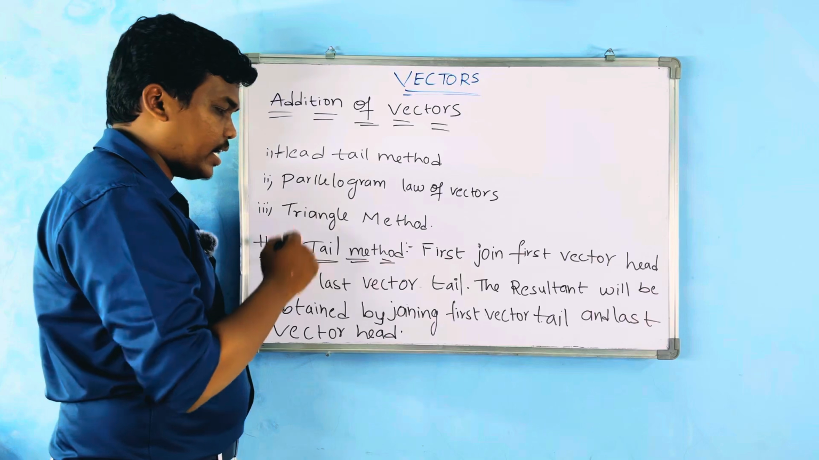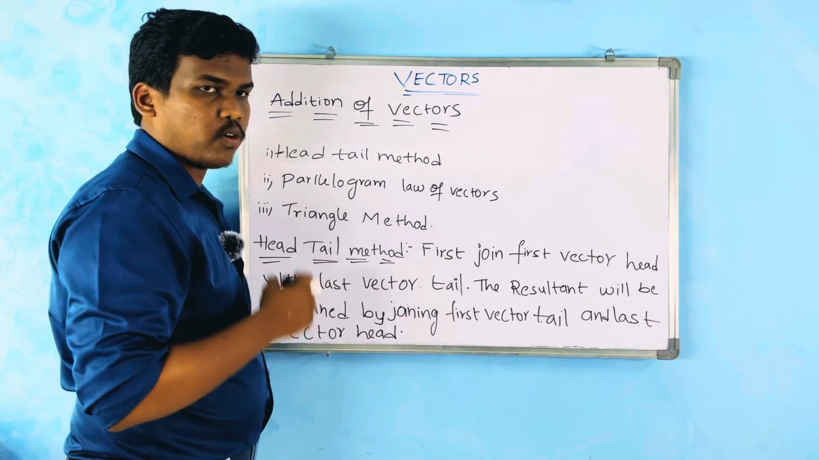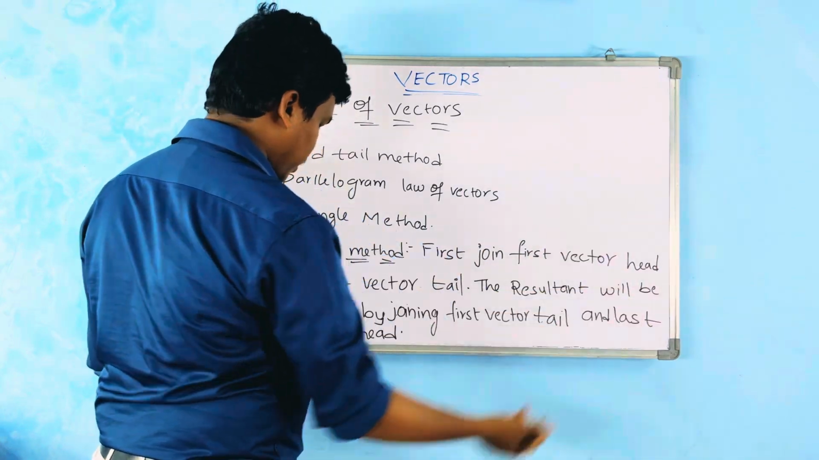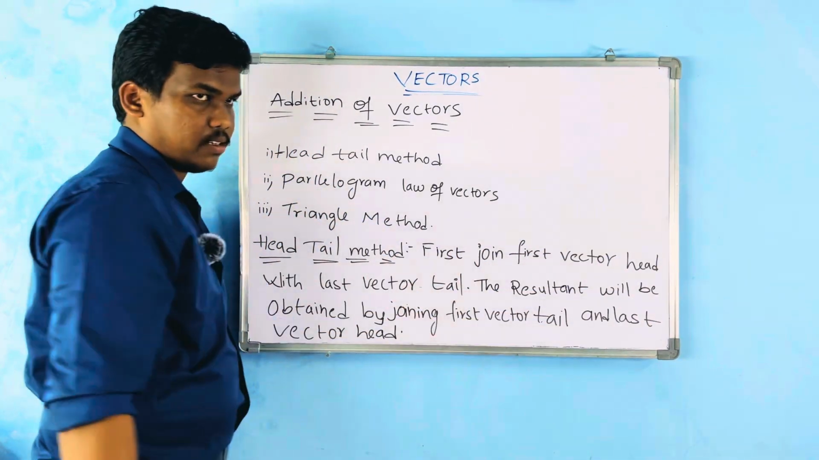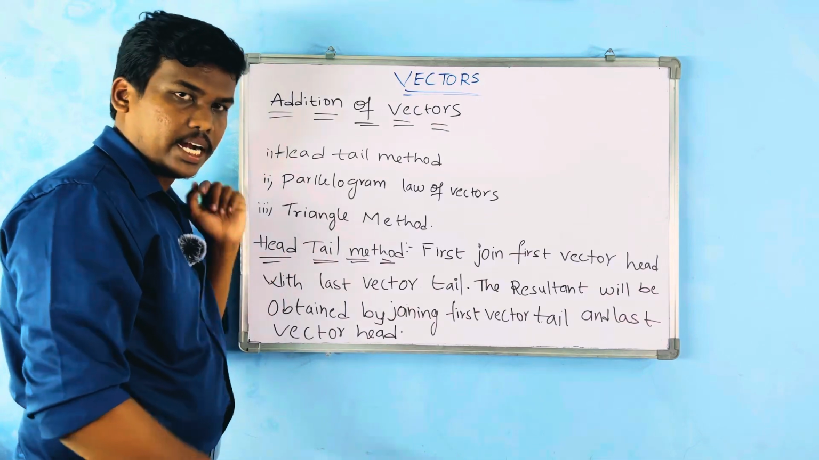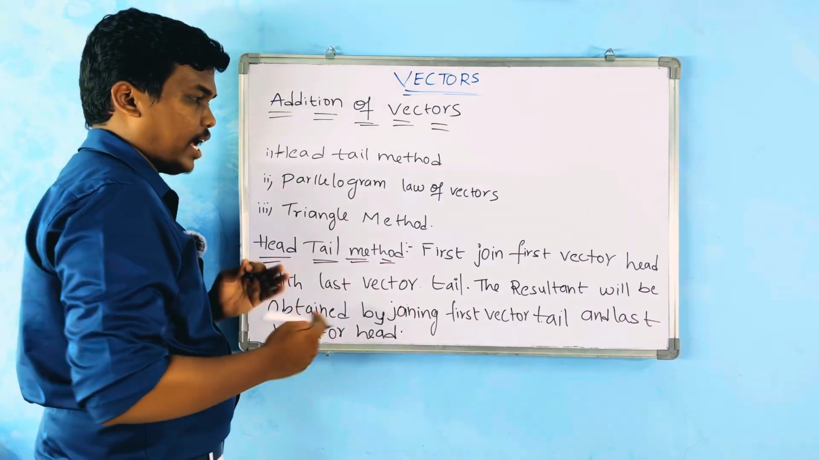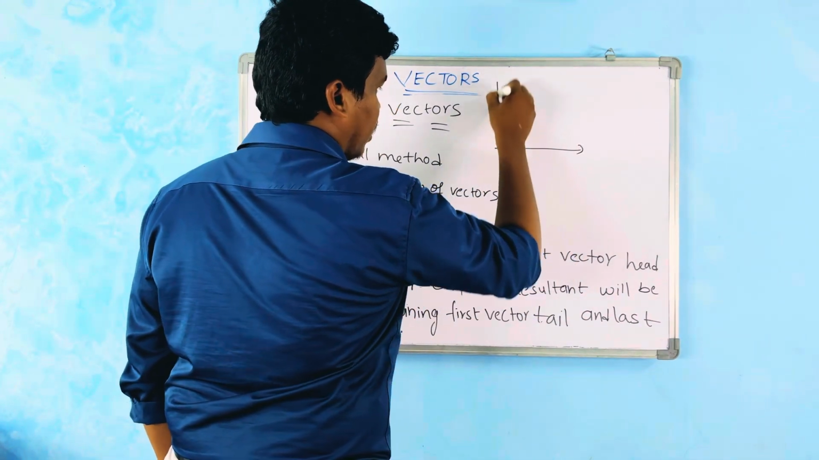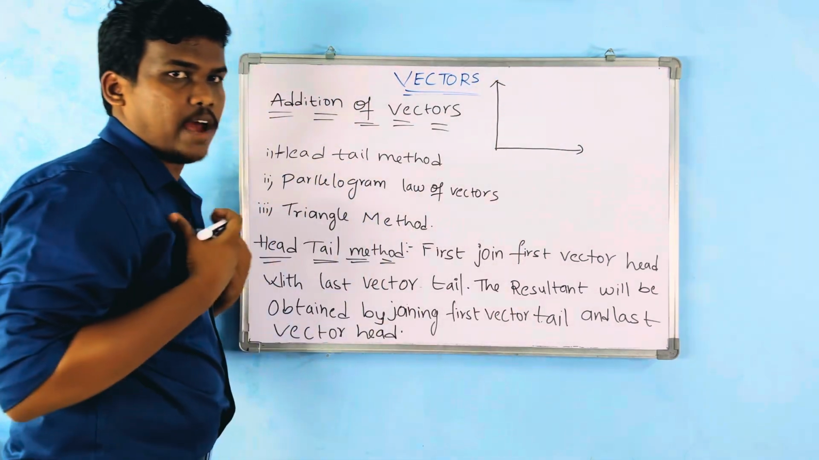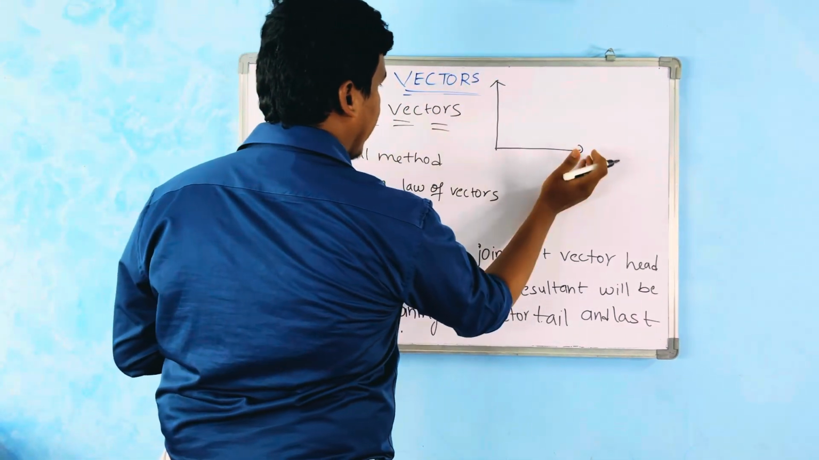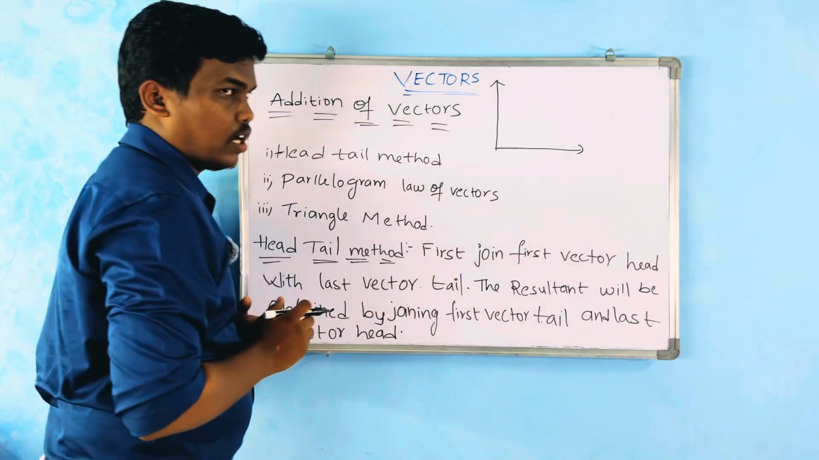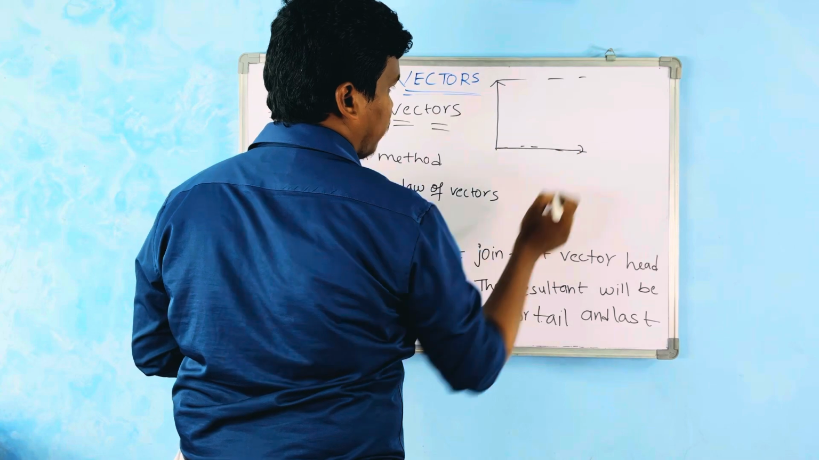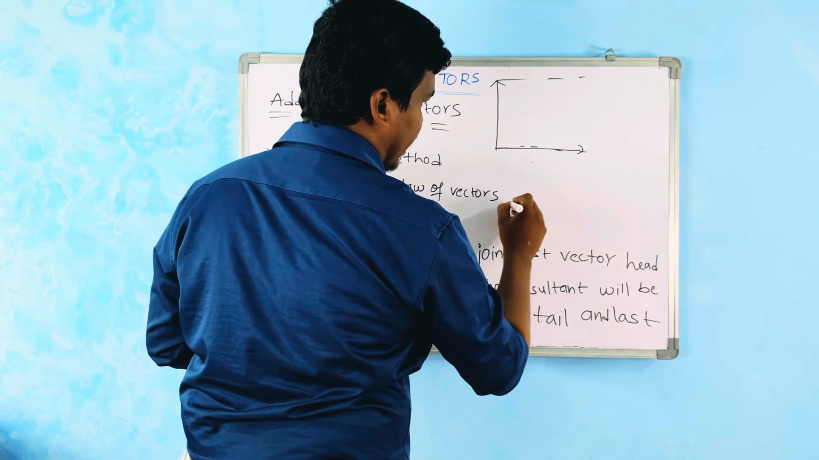The first one, head-tail method. What we are going to do in this head-tail method? First join the first vector head with the last vector tail. That means this is a vector and this is the other vector. First I have to join the first vector head to the last vector tail. How can I join? First I have to do a parallel shift. I am going to do a parallel shift. Then I get like this.